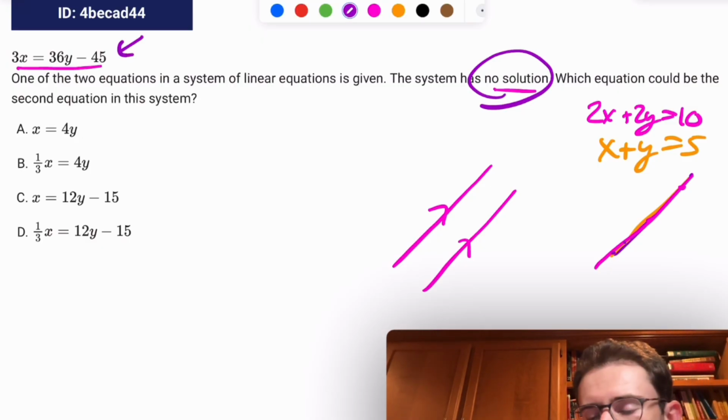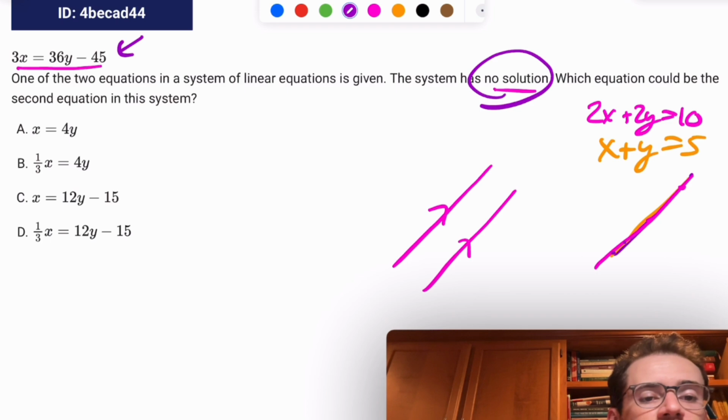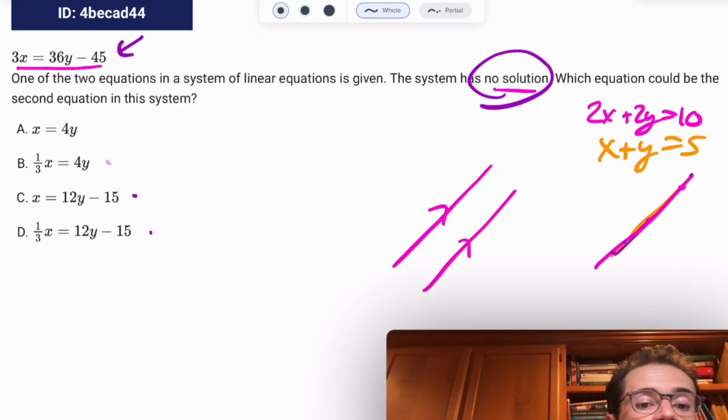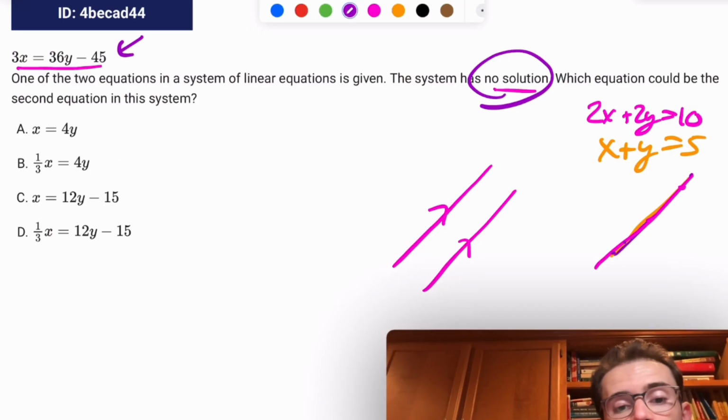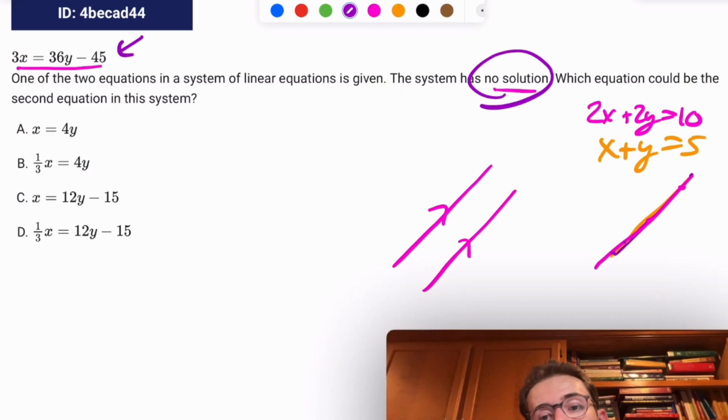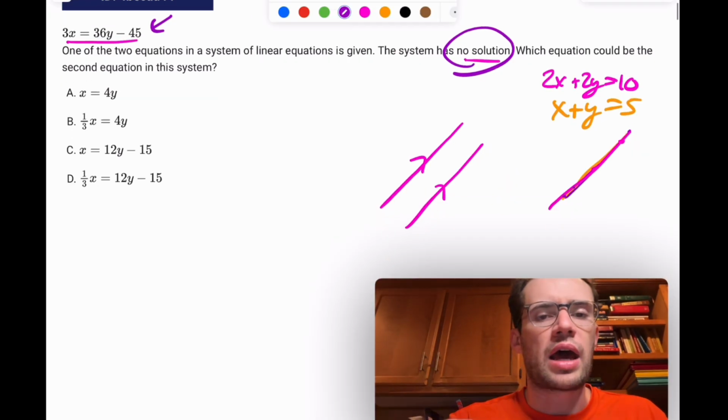Now, if you wanted to use Desmos, you could plug this equation into Desmos and then one by one plug in all the other options and see which one is parallel, right? It's pretty apparent when you have a graph. If they're going up at the same rate, if they never cross, you could zoom out and see that they still will never cross. But I'm just going to show you how you can do it algebraically.